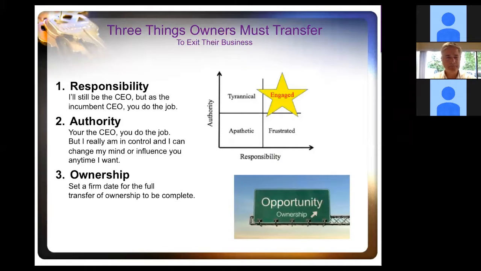You do the job, but remember, I'm really in control and I can change my mind or influence you at any time. The third level of transition or transfer would be that of ownership, where you set a firm date for a full transfer of ownership to be complete. Now, it can be very frustrating for the successor if they get stuck at just level 1 or even level 2, but they were promised or have aspirations for level 3, meaning ownership transfer. So keep in mind that that should be your goal if you want a smooth exit for your successor in the business as well as for yourself.